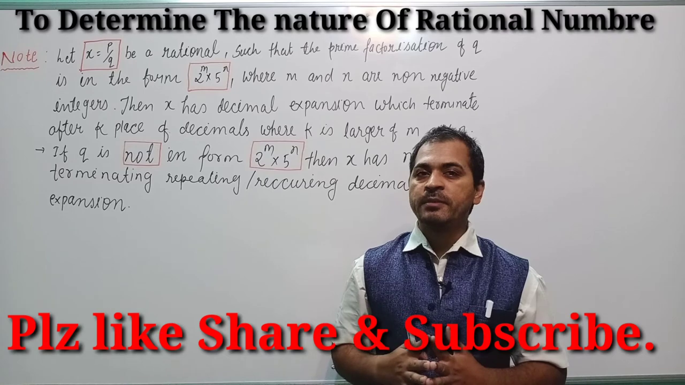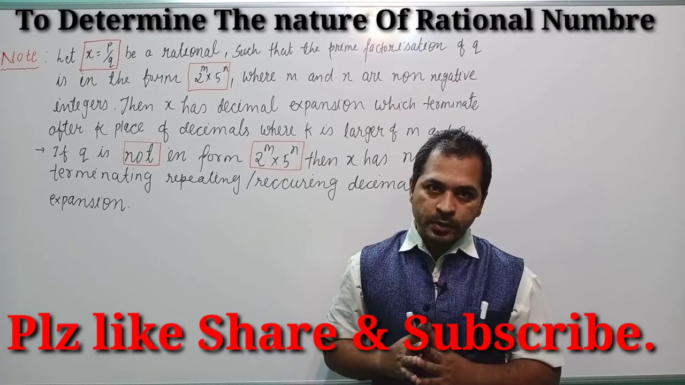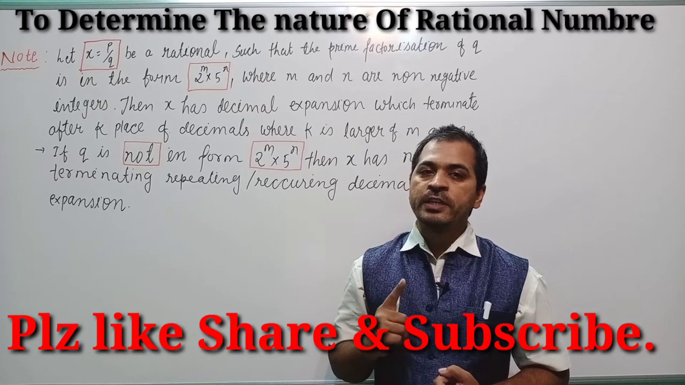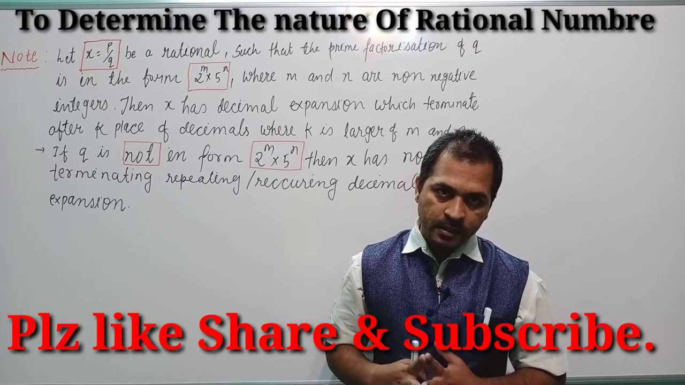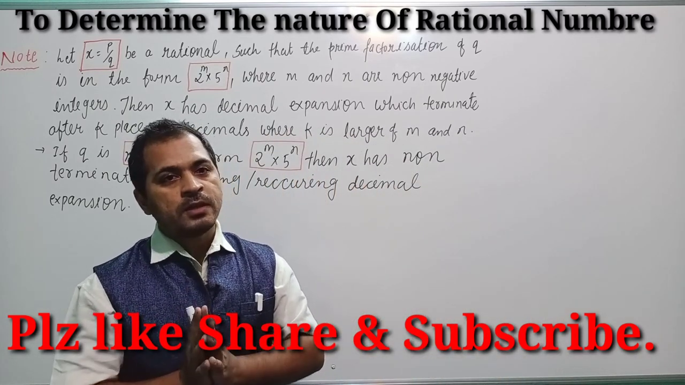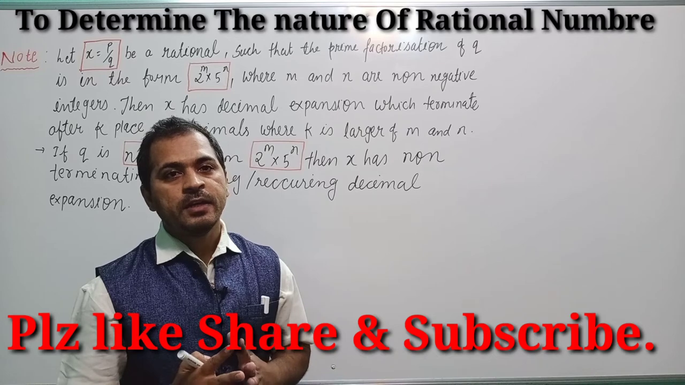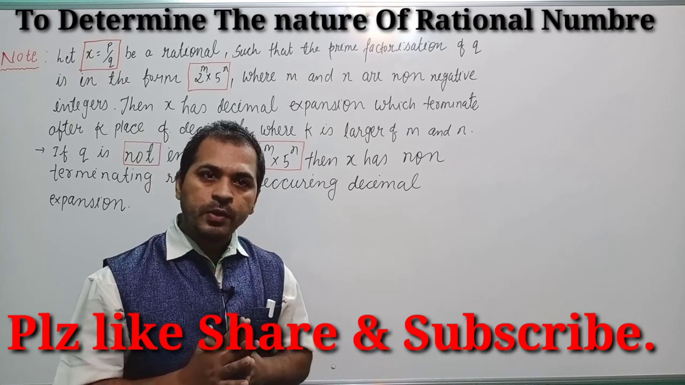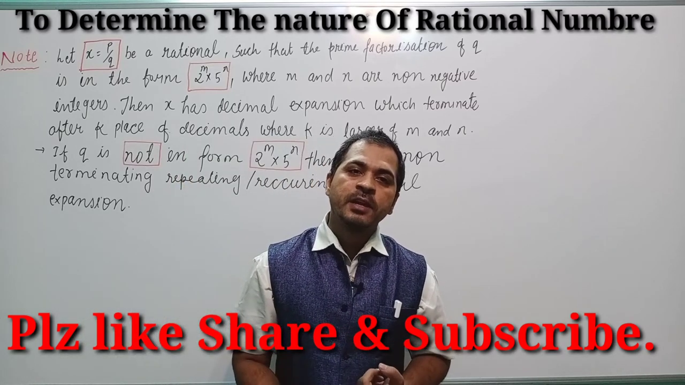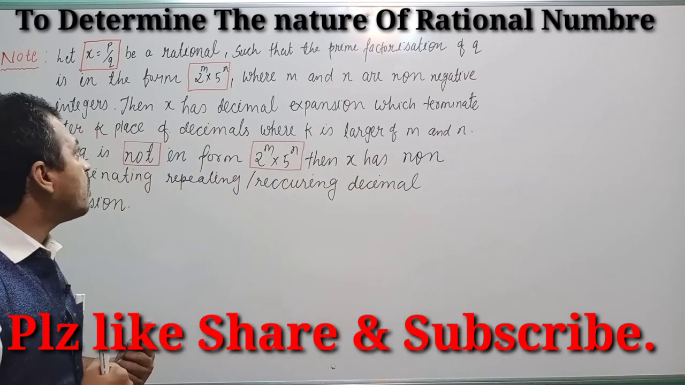you have to keep in mind that if the term is in the form of p by q, the factors of q should be 2 raised to the power m and 5 raised to the power n. If the factors of q are not in this form, then that fraction has a non-terminating decimal expansion. If q is in the form 2 raised to the power m and 5 raised to the power n, then the decimal expansion of that fraction will be terminating. So students, here I have written a note about that.